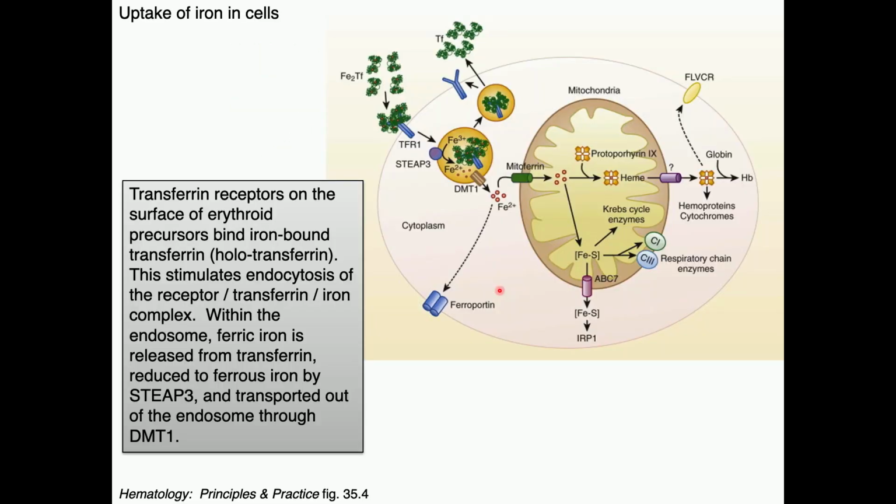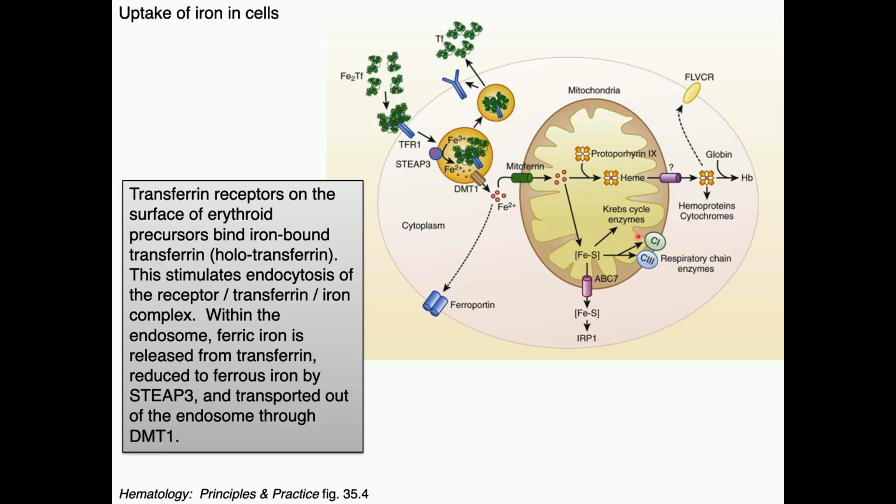Let's see. I think, yeah, so this is just showing that recycling of the transferrin receptor. And then some of the things that the iron can do intracellularly. It can, of course, be a substrate for the ferrochelatase at the last step of heme metabolism. And once heme is made, it can be added to the globin portion of hemoglobin or myoglobin.